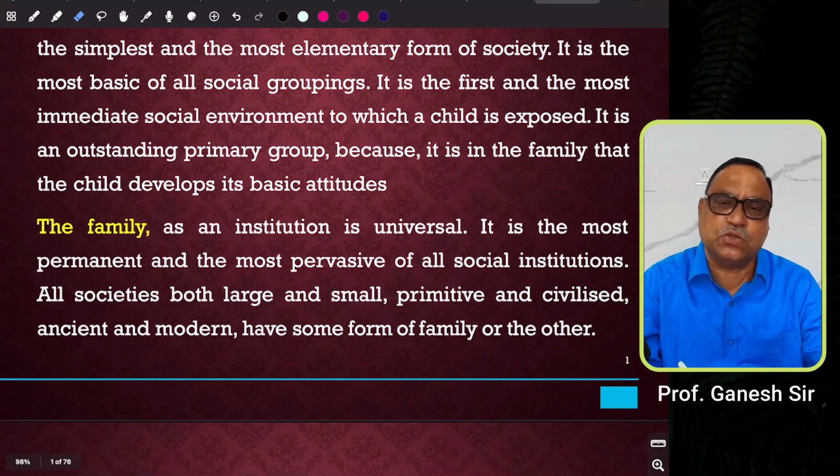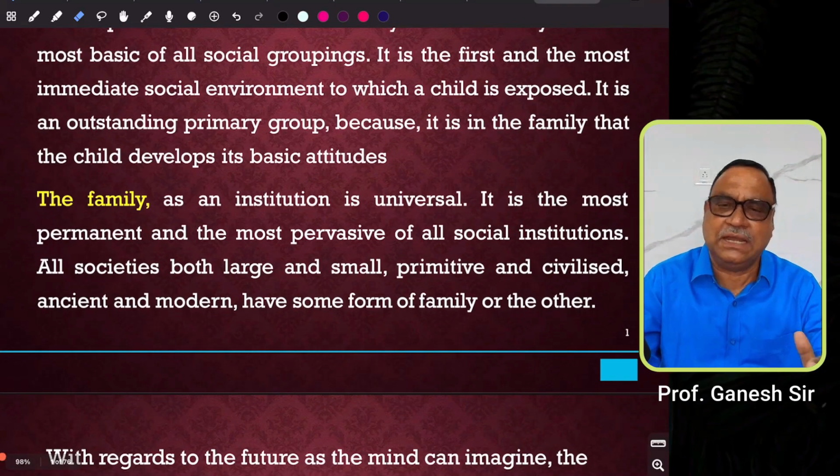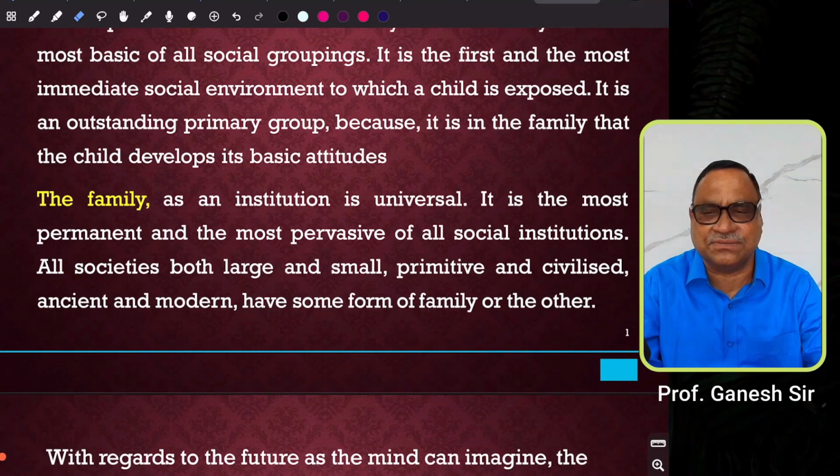The family as an institution is universal. Family as a social institution is considered as a universal social institution. That means family as a social institution exists in almost all societies, whether they are modern society, primitive society or industrial society. In all societies, family as a social institution exists. It is the most permanent and the most pervasive of all social institutions. All societies, both large and small, primitive and civilized, ancient and modern, have some form of family or the other.